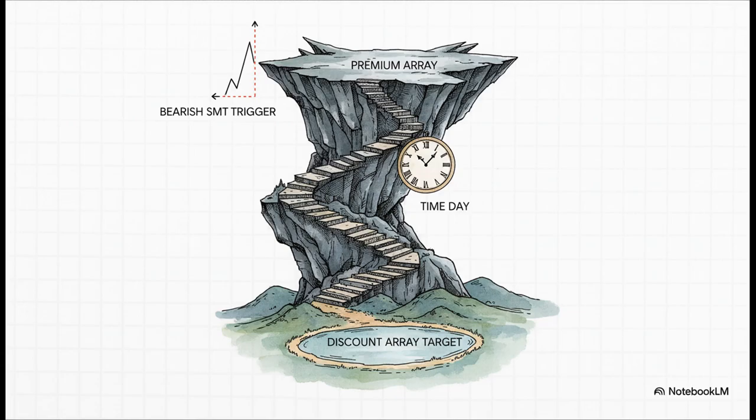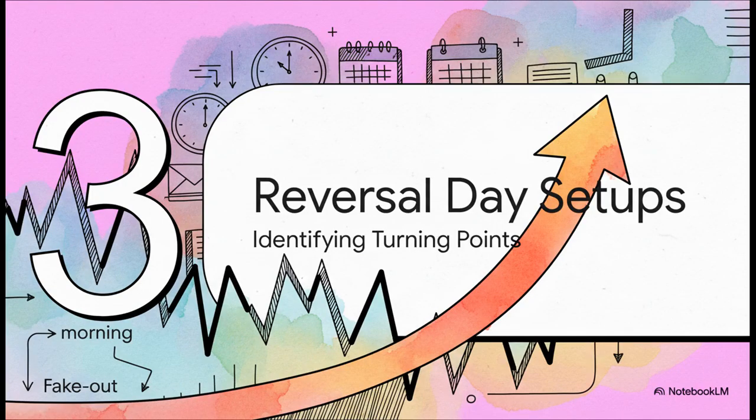We start by looking for bearish SMT divergence at the highs in the morning. Once price rallies back up into a premium array, we've got our short entry. Then, we just hold on, relying on time of day to expand the range to the downside, with our final target being a 15 or 60-minute discount array. Let's move on to our next category, which is all about spotting those major turning points.